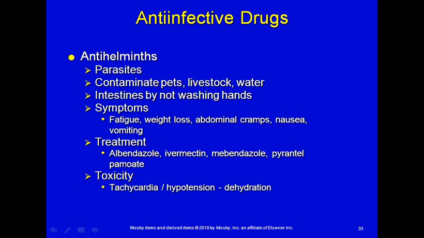Toxicity from these medications certainly includes tachycardia all the way up to hypotension. Dehydration is common with the abdominal cramping, nausea, vomiting, and diarrhea.